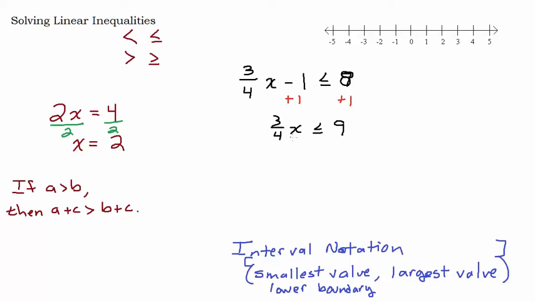Now to solve this and get x by itself, if that was an equal sign, I would either divide by 3/4 or multiply by the reciprocal. So I'm going to do the same thing here. And that gives me x is less than or equal to 9 times 4 is 36, divided by 3 is 12. Okay, x is less than or equal to 12. Maybe I should make up a different number line since I don't have 12 on my number line. I can get rid of these.